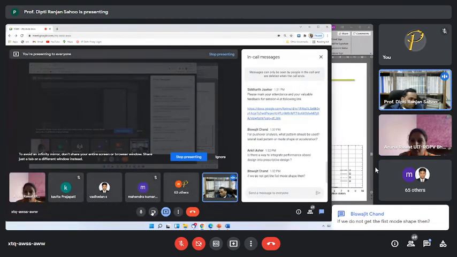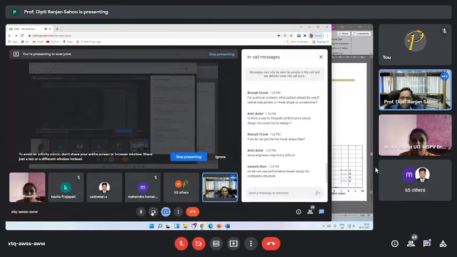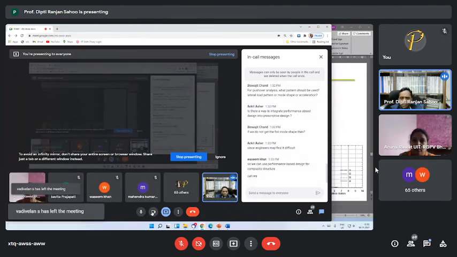That's a good question: integrate the performance-based design to the prescriptive mode. It can be done. The only thing is we need to find out a realistic or simplified way for the pushover analysis, but it can be done. If you don't get the first mode shape for the pushover analysis, then simply go by lateral force distribution. That should be okay.